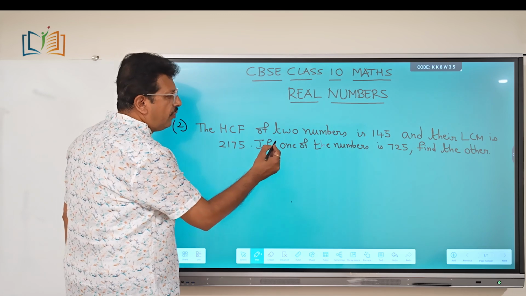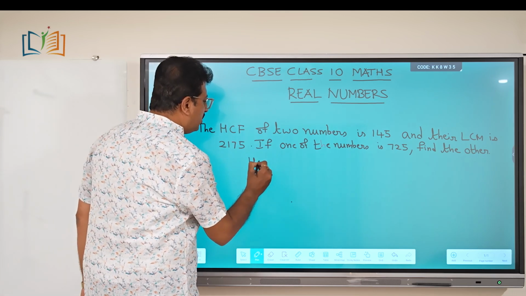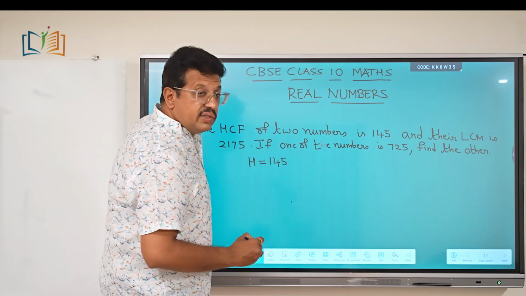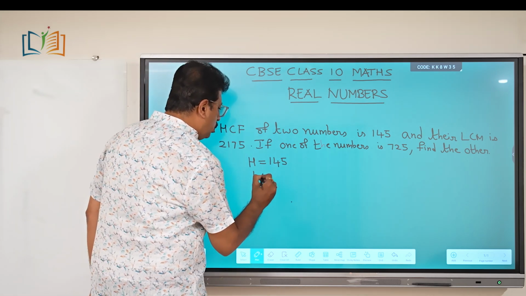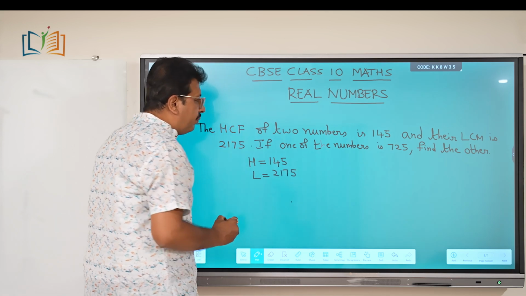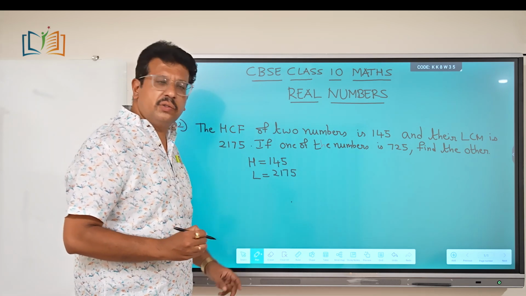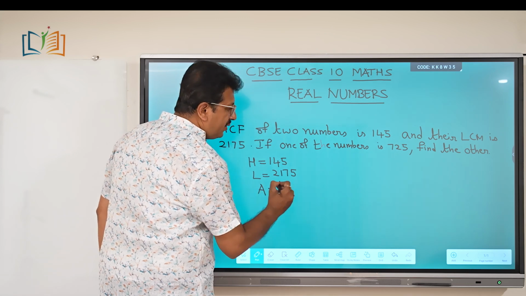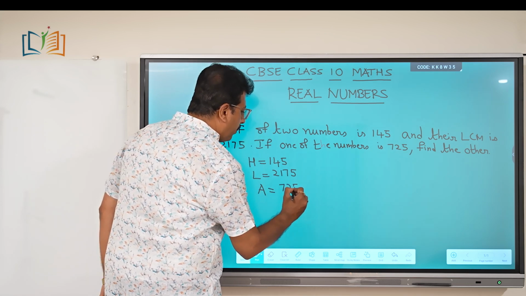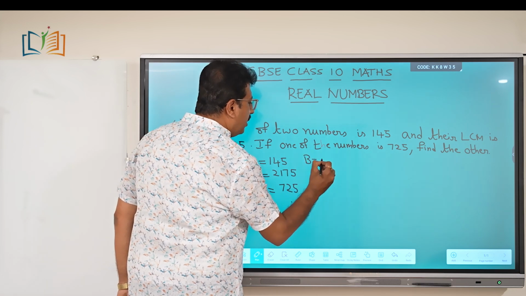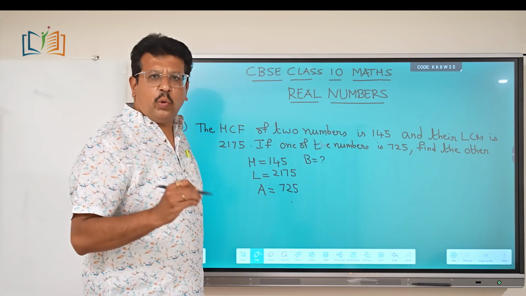So we will take the HCF of two numbers. HCF is given as 145, which is given in the question, and the LCM is 2175. If one of the numbers is A, let one number be A as 725. They are asking to find the other, that means we need to find B, the second number. What is the second number?